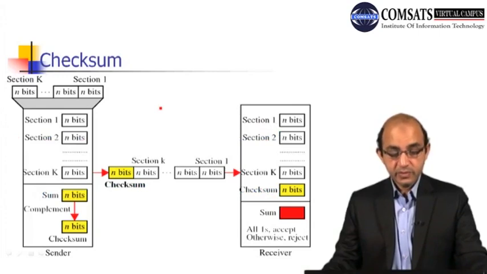So checksum is another mechanism that is used for the underlying error detection scheme. You can see that for the checksum, we have k sections, and we have divided the data into different sections with the corresponding number of bits. Section 1 n bits, section 2 n bits, so each section has n number of bits, right? Then we have sum and complement. This is the checksum at the sender, and then on the receiver side, all ones, otherwise reject, right?